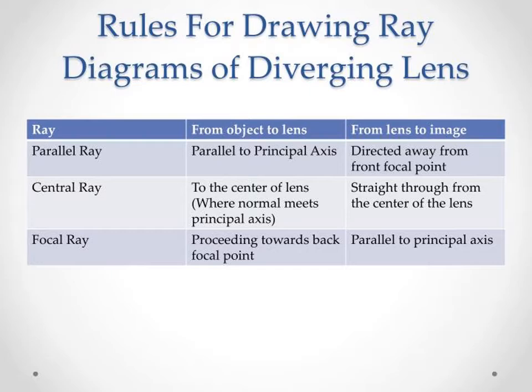Parallel ray is parallel to the principal axis and it will refract, directed away from the focal point. The second ray, which is the central ray, also starts from the object to the center of the lens, and we know before that any ray passing the center of the lens does not refract. Third ray, focal ray. This ray starts from the object, proceeding toward the back focal point, and refracts parallel to the principal axis. These principal rays help us to draw the image resulting from a concave lens.